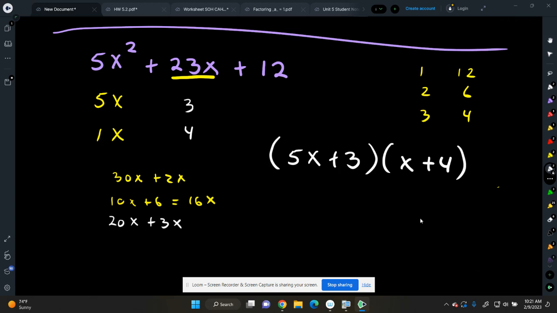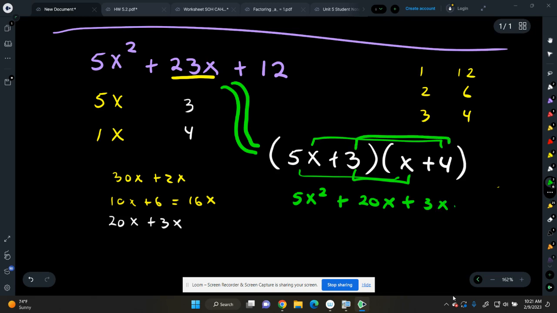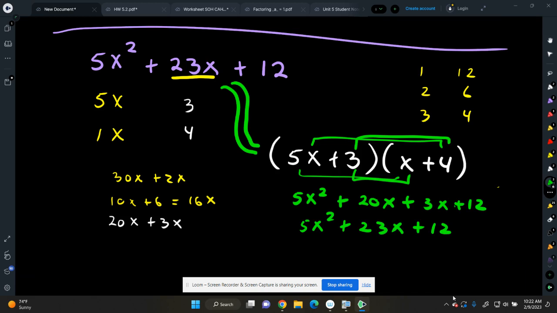Okay. Now, how could we check this? Distribute. Yes. Good. We're going to distribute it, right? We said that these are equivalent, right? So let's distribute it. We're going to get 5x squared plus 20x plus 3x plus 12. So that's 5x squared plus 23x plus 12. So we factored it correctly. You don't have to do that every time. I just want you to see that that's how we can check it. Factoring is the opposite of distributing.